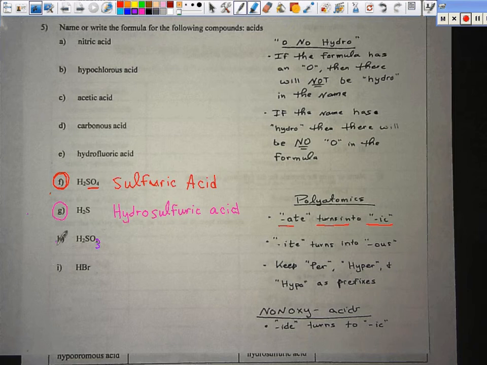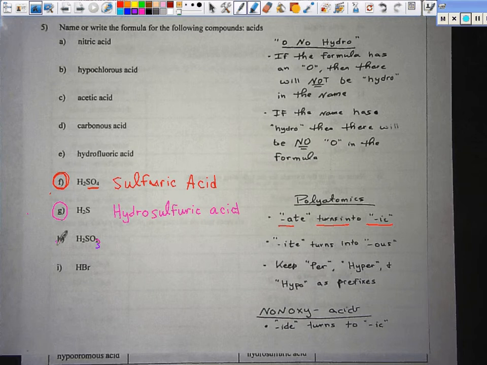Does the formula begin with H? Yes. Are all the atoms the same? No. So it's an acid. Does this one have a polyatomic ion? Yes. All right. This time, does it end in ate or ite? Very good. This is sulfite. So follow that arrow down. The polyatomic replacing ite with what? Us. So look right here, I already have it written. Ite turns into us. So the first one was sulfuric.